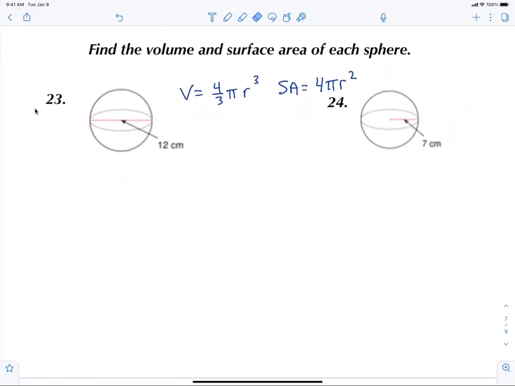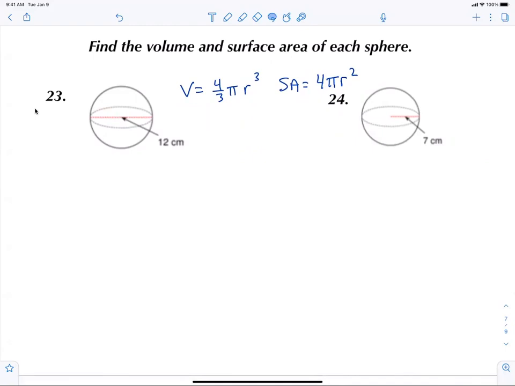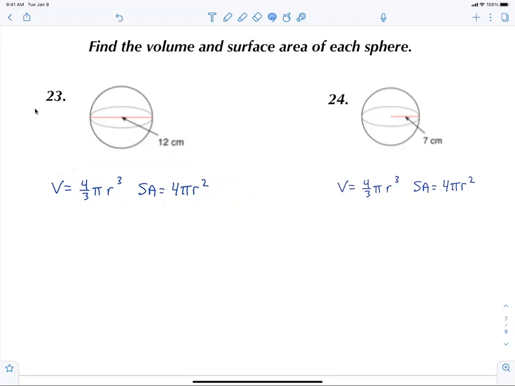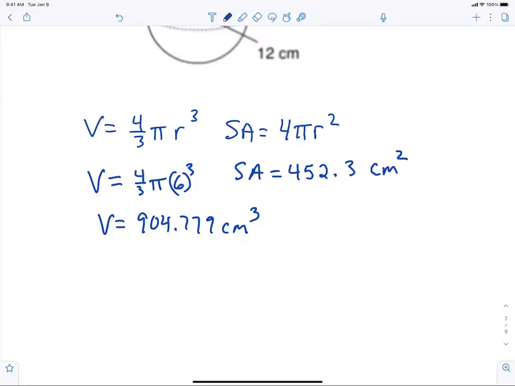All right, so everybody knock out 23 and 24. Now you have to find both of those. Yeah, you have to find the surface area. I'm gonna pause the video. All right, everybody take a look now and see if you got the same thing. Volume here is 904. So 4/3, let's double check this, please. Four divided by three times pi times six, and then the caret three equals. You got it now? All right, that's all that matters.